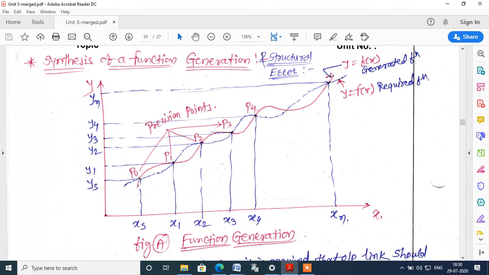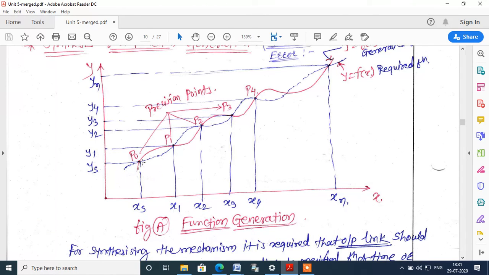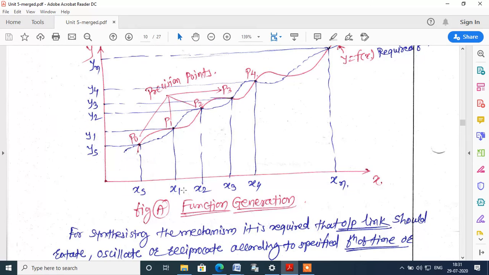So if you carefully observe, the generated function and required function are meeting at some points. These points are known as precision points. So here P0, P1, P2, P3, P4, let us say up to Pn. So these are precision points. You know that for a point there are two Cartesian coordinates x and y. So for P0 it is xs, the starting point of x, and ys, the starting point of y. For P1 x1 y1, P2 x2 y2 and so on.